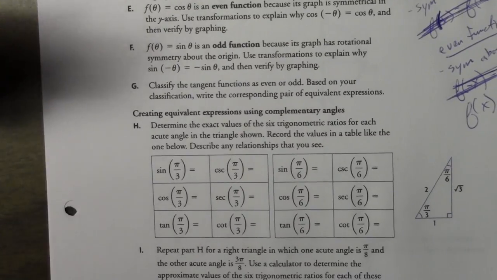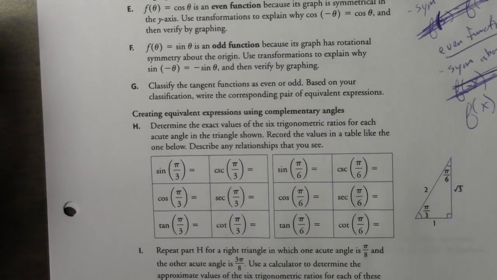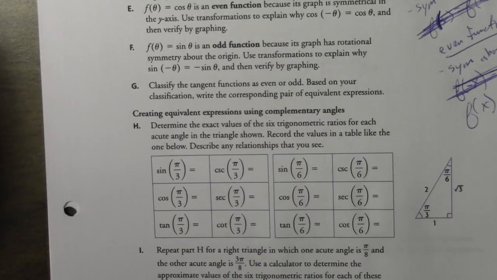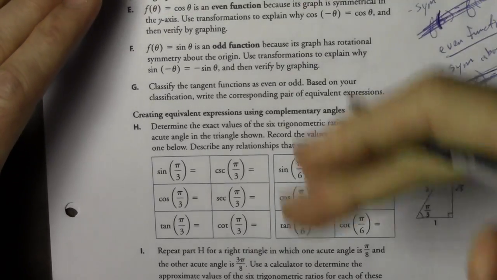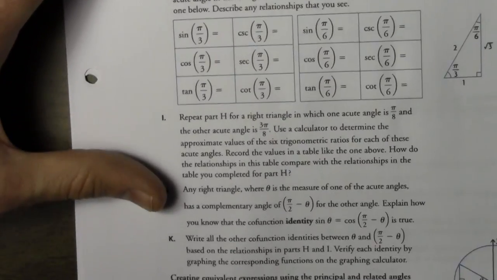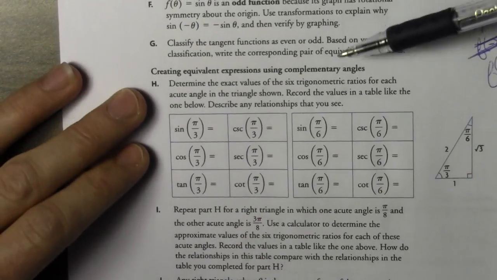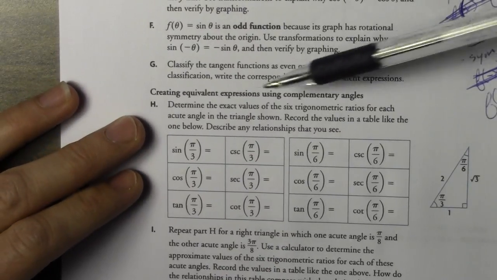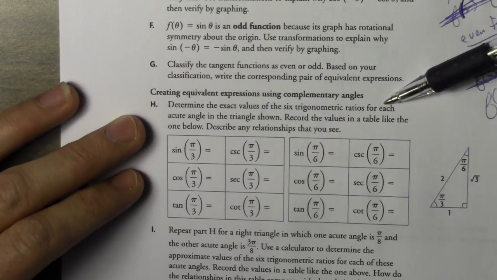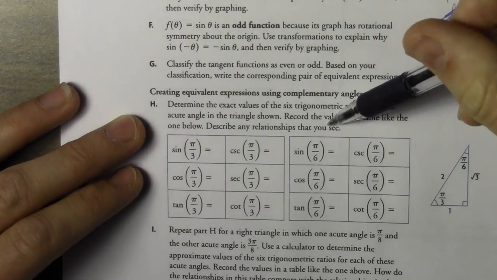Next. So the whole purpose of this is what we're trying to develop: those identities. You know how we had those identities in grade 11 where we relate sine and cosine and tangent? We're trying to develop where they come from. So if you understand up to here and keep going, we're going to get to the point down here where we start to develop some of these identities that we've gotten used to. Okay, so H. Creating equivalent expressions using complementary angles. H says determine the exact values of the 6 trigonometric ratios for each acute angle in the triangle shown. Record the values in the table, and below describe any relationships that you see.